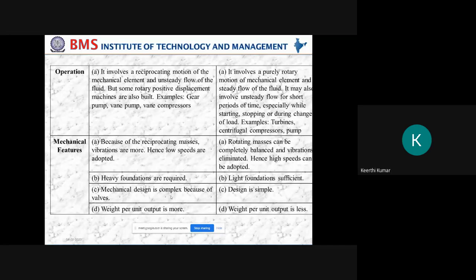Next, mechanical design is complex because of valves. Here, the design is simple. And weight per unit output is more. The weight of the machine is more here. The weight of the machine is less here.